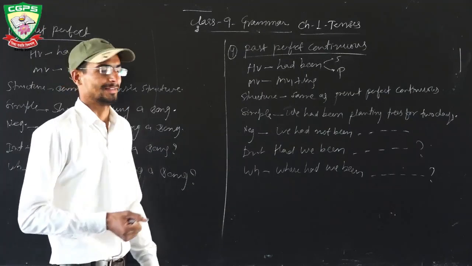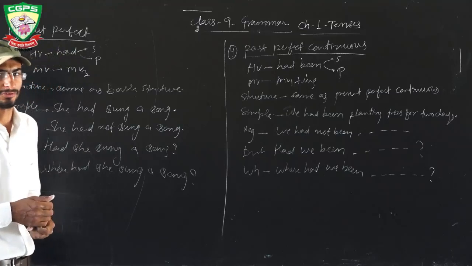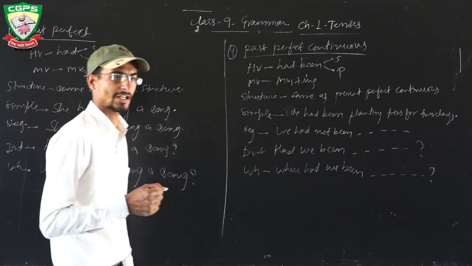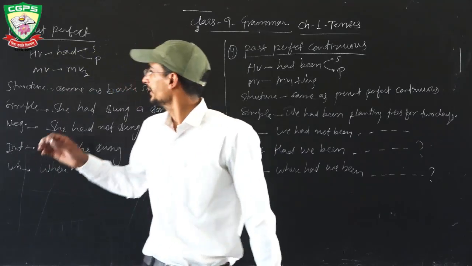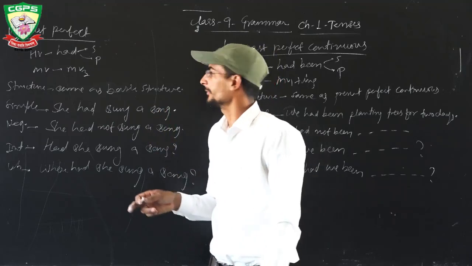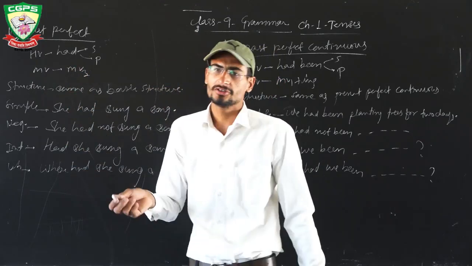Good morning students, this is next lecture about the tenses. Previously we studied present tense and the past simple and past continuous. Next tense is past perfect tense. Past perfect tense helping verb is had. Had is used for singular as well as plural subjects. Main verb third form is used.